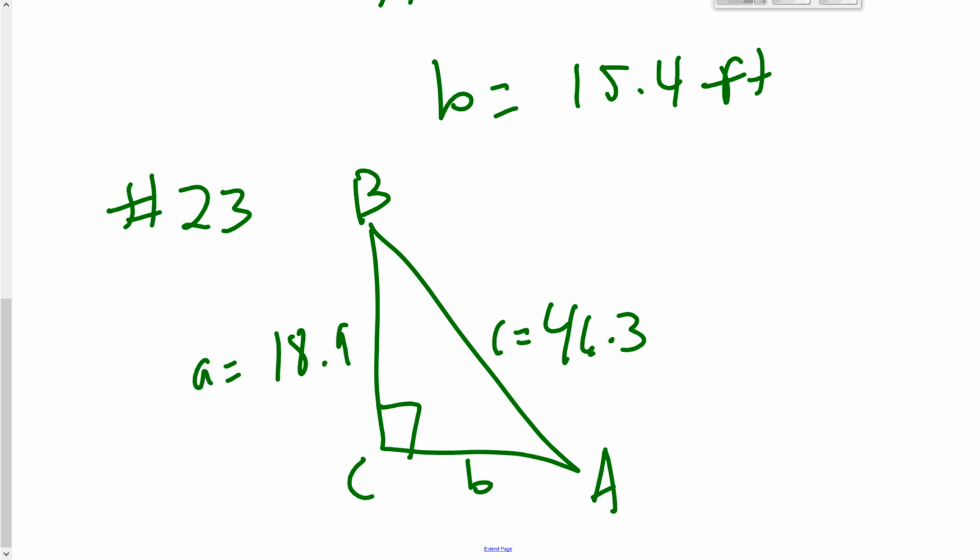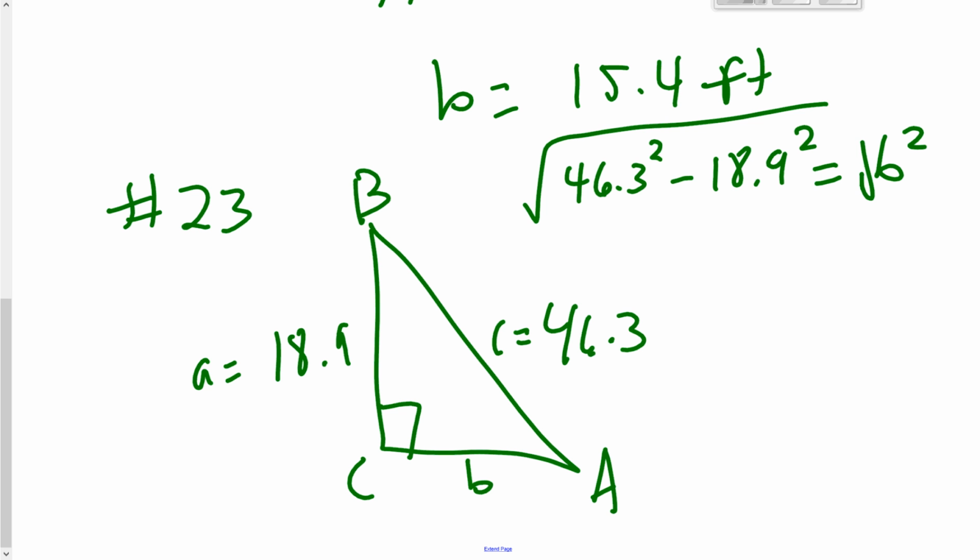Okay, so now we want to find these two angles. Well, we can do Pythagorean theorem to find b, but this time I have to take 46.3 squared minus 18.9 squared, and that will equal b squared. So I have to square those, subtract them, then square root both sides to get b. And so then b is 42.3, because we have three significant figures again.